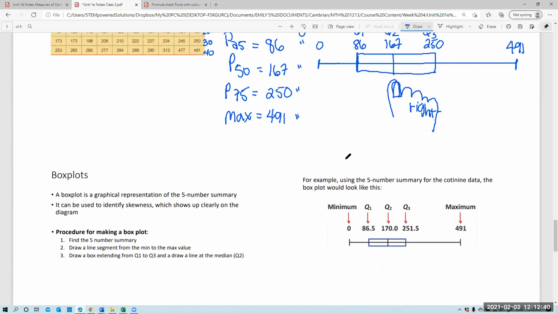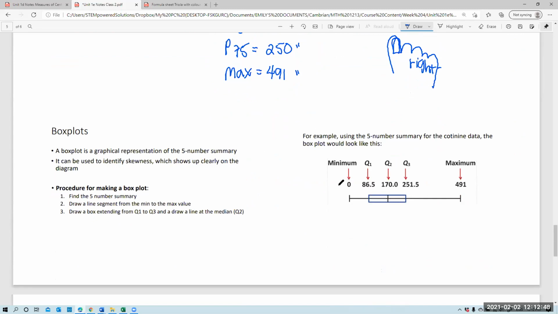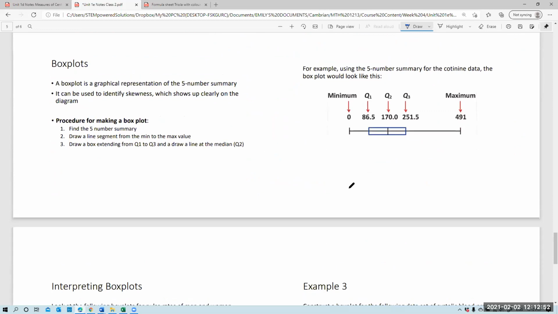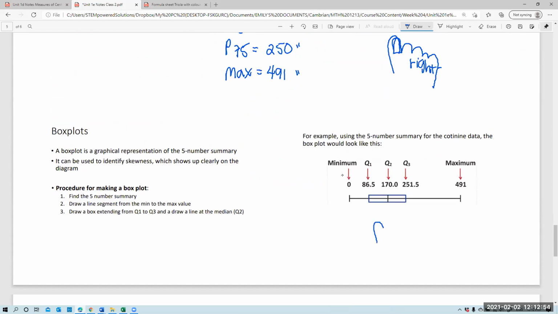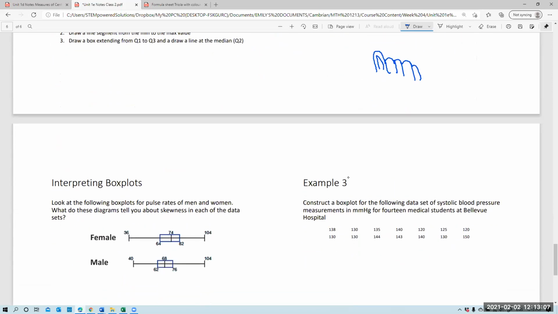It's hard for me to explain this over the computer. If I was in person, it would be much easier. But this is right skewed data. So for example, the 5-number summary for the cotinine data, the box plot would look like this. And since the right foot would be on this side, essentially this is right skewed data. It's very hard for me to explain that though over the computer.